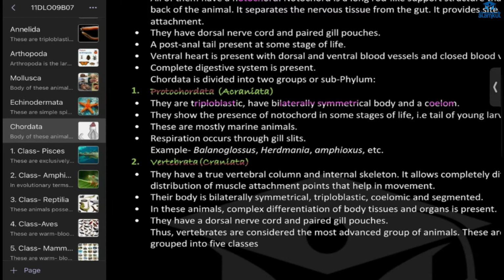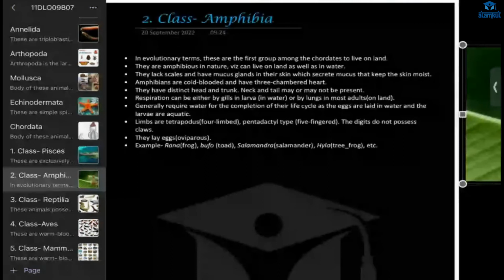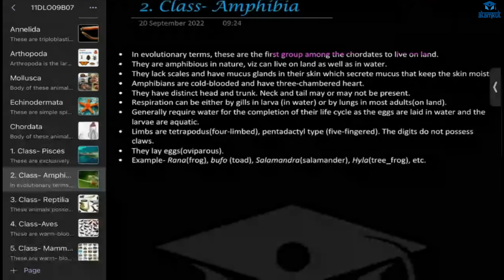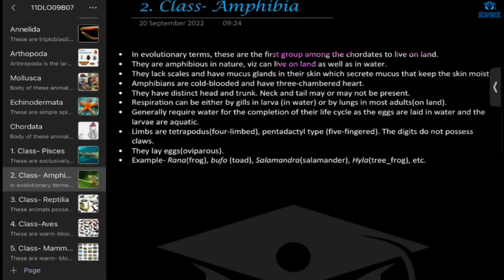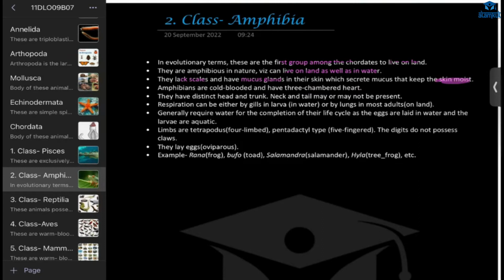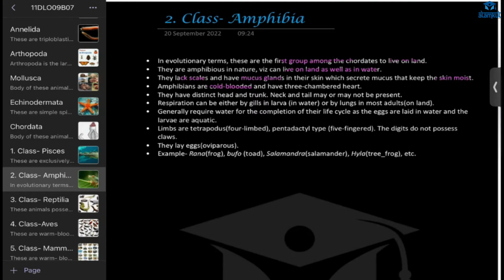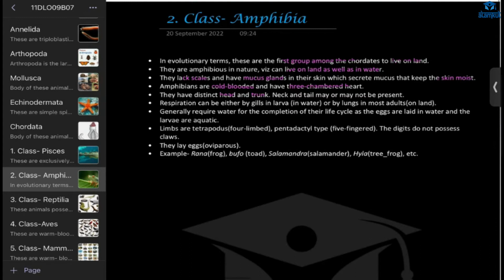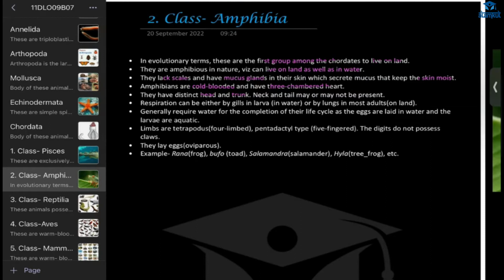Okay, next we'll go for the amphibians. Now, this is the first group, right, to live on land, according to evolution, okay? And they can live on land and in water, both. And they lack scales. And they have mucus glands. So they secrete mucus to keep their skin moist. And they are again cold-blooded. And they have a three-chambered heart. And they have head and trunk, okay? And neck and tail, right? May be present or absent, okay? Both can happen here.